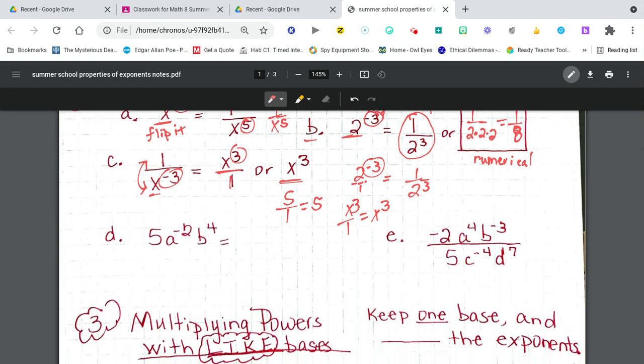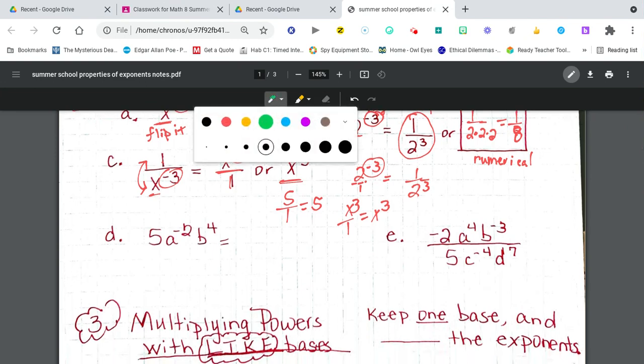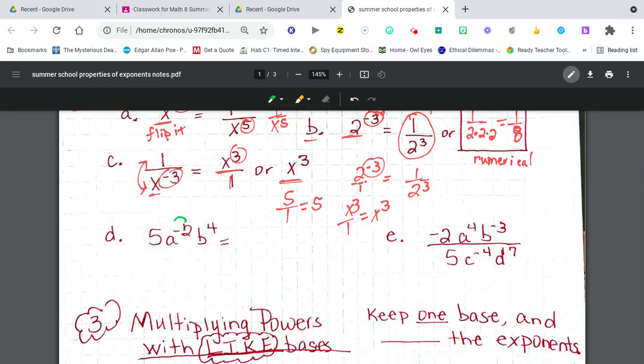Okay, let's take a look at D. If you look at D, the only base that has a negative exponent is A. It's the only base. Okay, so only A is going to flip, because it's the only one that has a negative exponent. So the 5 doesn't flip and the B doesn't flip. So when I say flip, I mean flip it to the bottom.